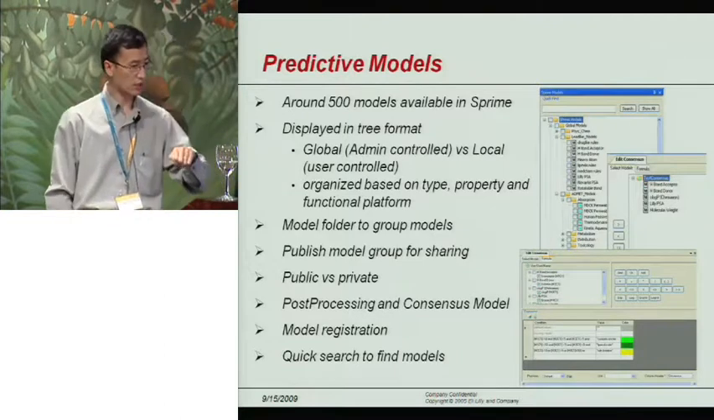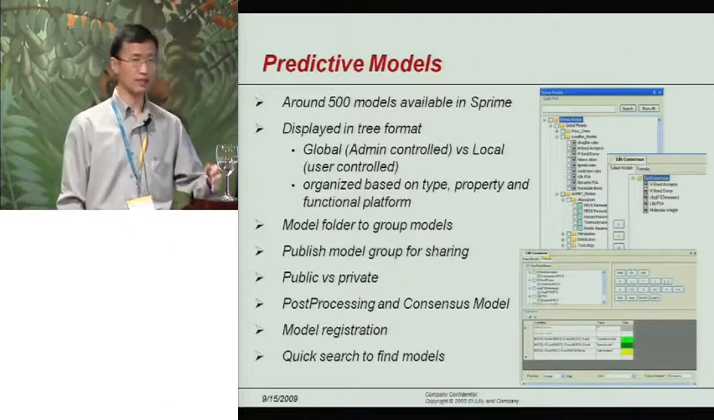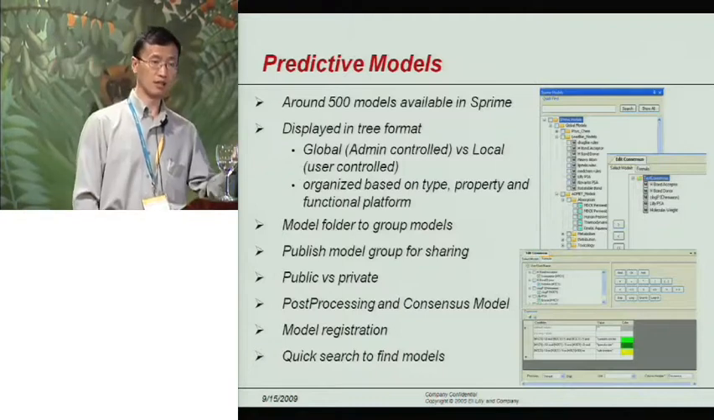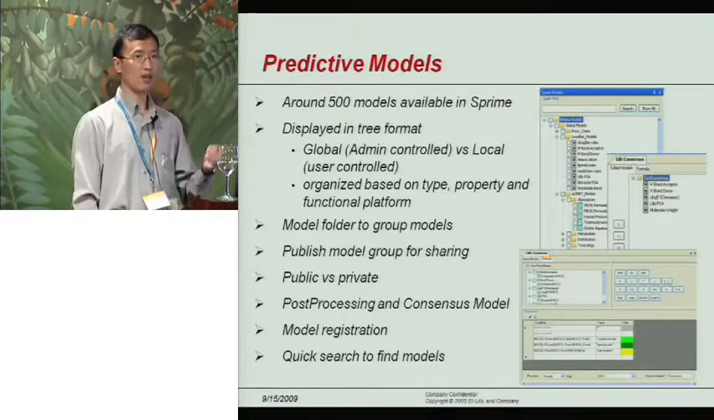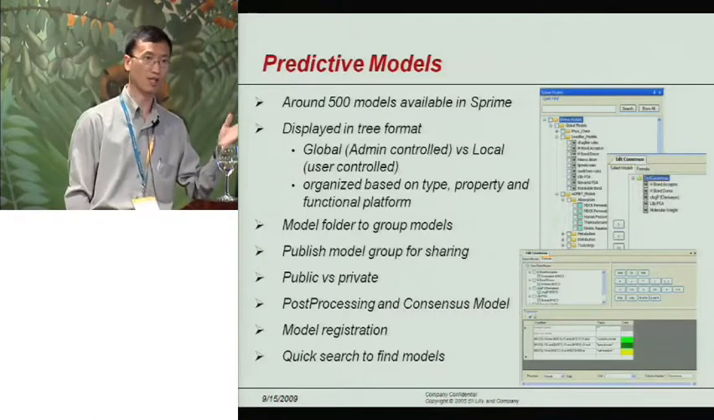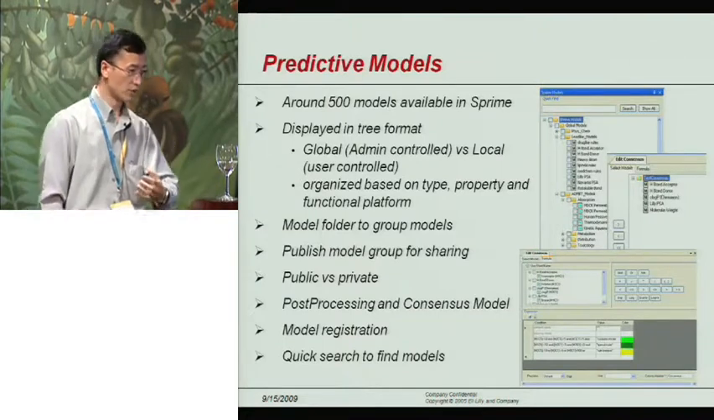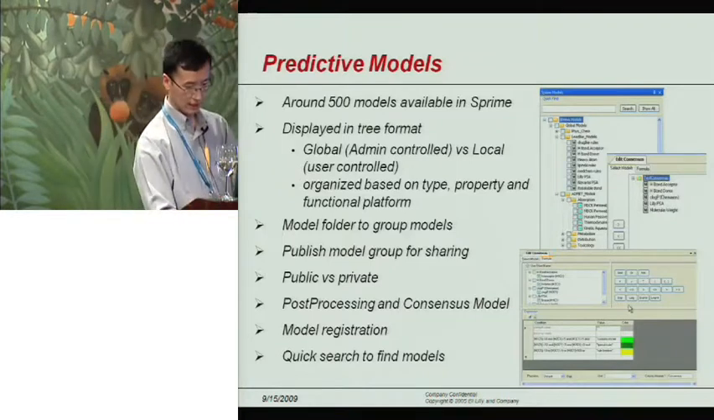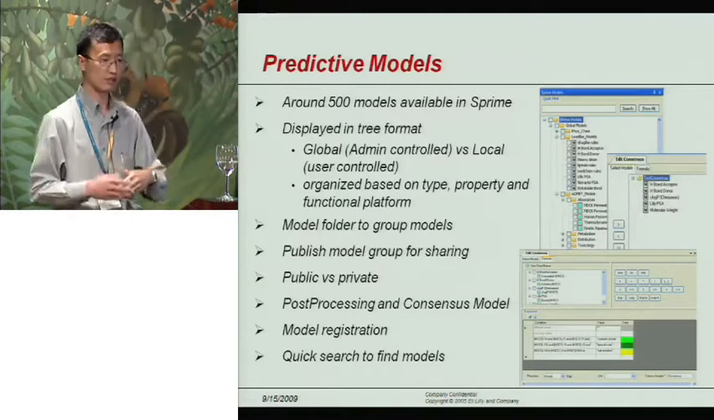We also do some post-processing and consensus models. An easy way to understand post-processing is an example like the thermodynamic solubility model. Most likely the data was log S, right? It's in log units. But chemists are more familiar with micromole or microgram per mole. So you need to do some transformation after your model prediction is finished. So we have this kind of formula engine. The interface is basically here, so you can define how you want to transform your data.